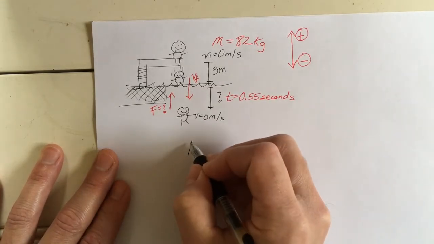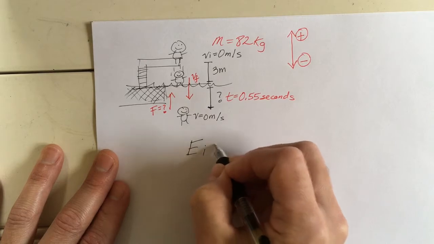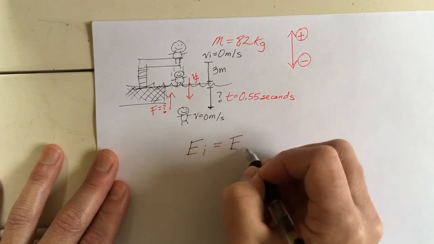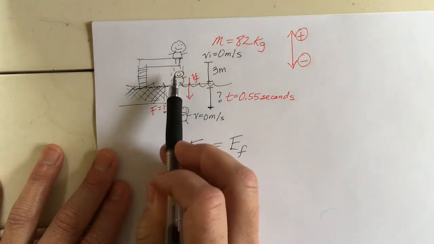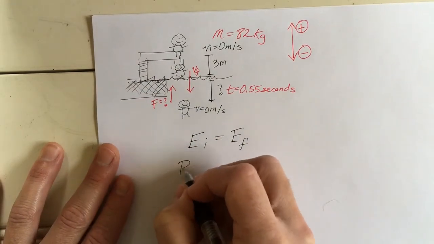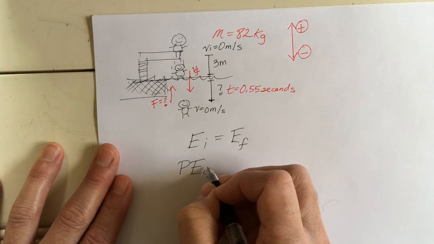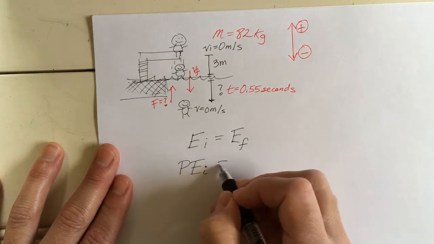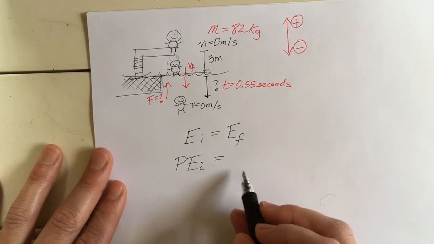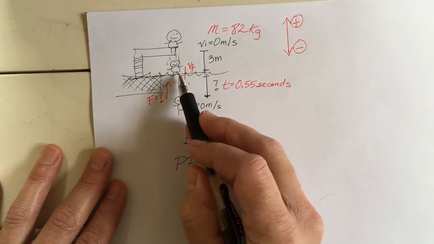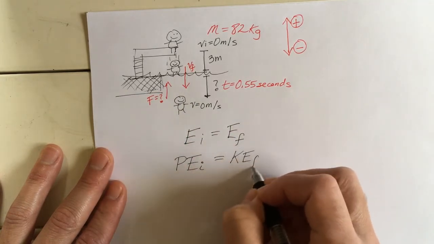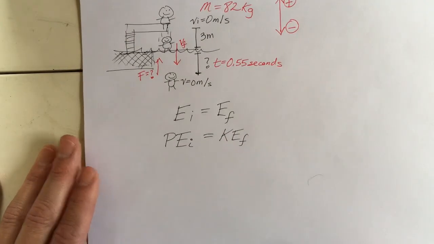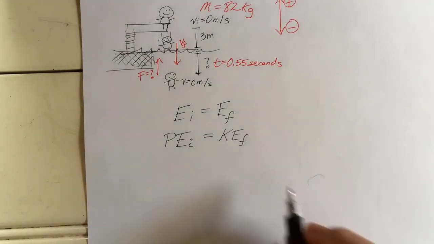So for part one, we're going to say EI is equal to EF. Energy at the top is going to be all height energy, which is potential. And energy at the bottom is all going to be moving energy, right? Because right here they are moving downwards. So this is all going to be kinetic. And so that's how I did that.